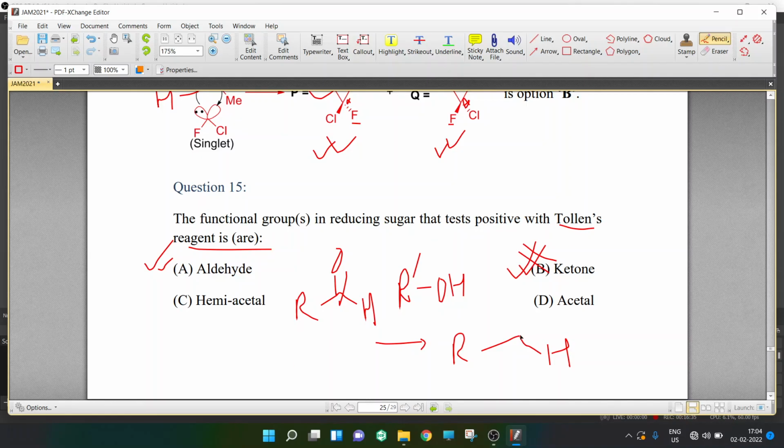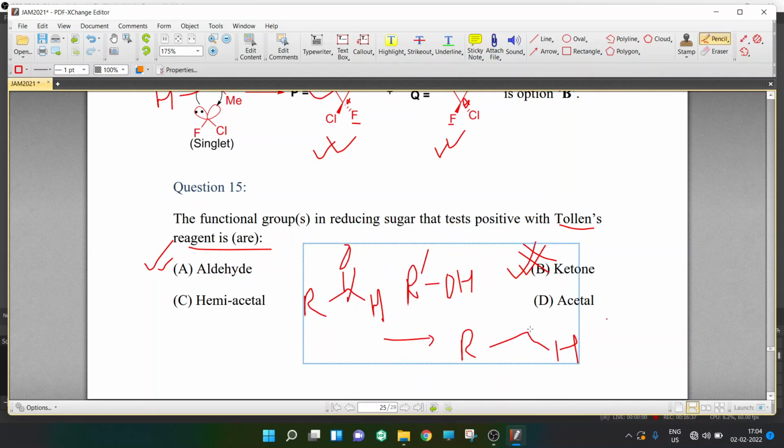Then you get one OH here. You get one OH here. And you get here one OR prime. You are getting one OR prime.